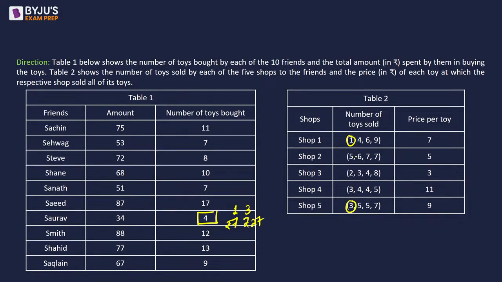So can we take this 3? No, 3 into 3 is only 9, 3 into 11. So 1, 3 possibility is there for Saurav, right? Let's look at, apart from 1, 3, can we have 2, 2? Oh, 2, 2 is not going to exist. So there is only one way by which this particular number of toys was sold from shop 1 and shop 5 for Saurav. That was 1 toy from shop 1 and 3 toys from shop 5. Okay. So this is how we will have to find out the combinations that should exist.